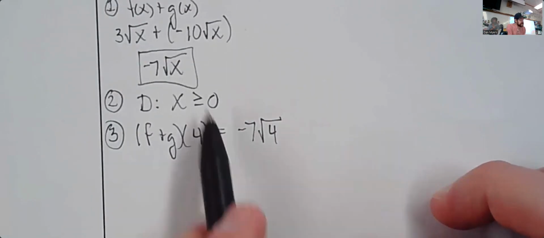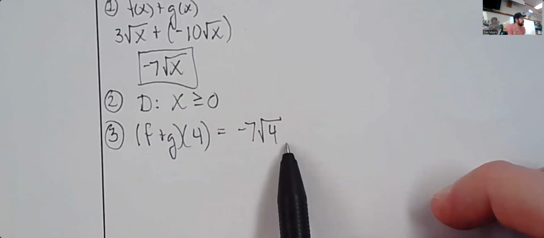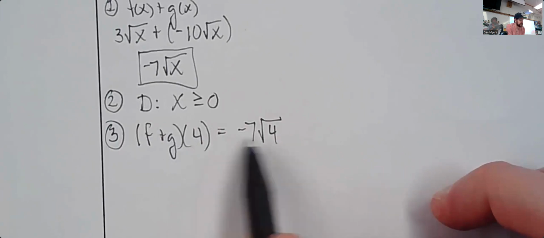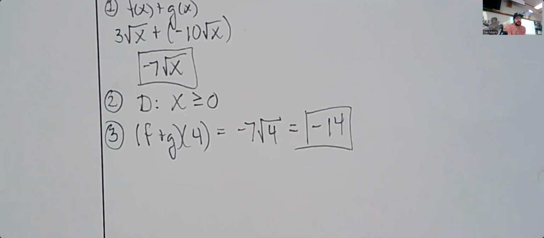F plus g of x is negative 7 times the square root of x. F plus g of 4 is negative 7 times the square root of 4. So we're dropping in 4 for x. Square root of 4 is 2. 2 times negative 7. Negative 14. That's it for the first example.